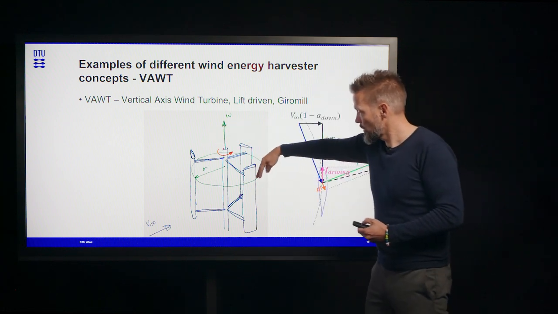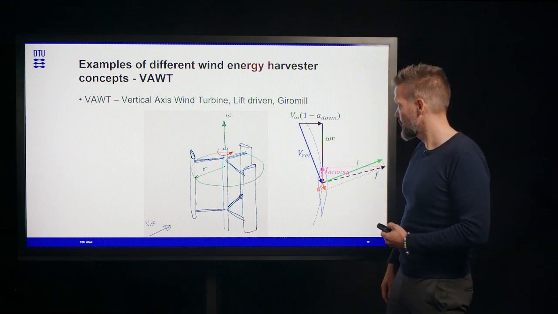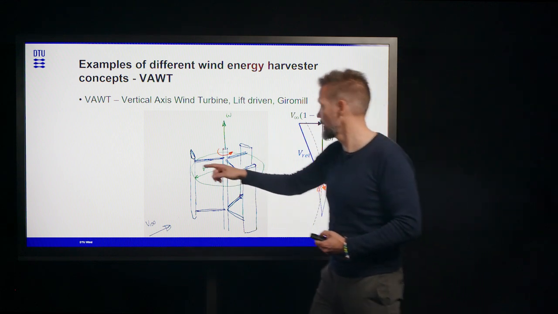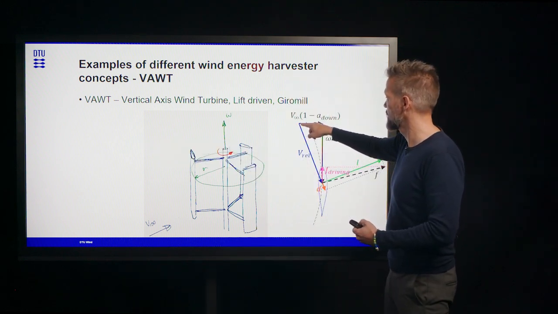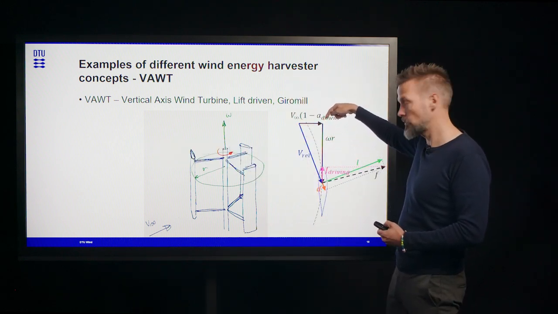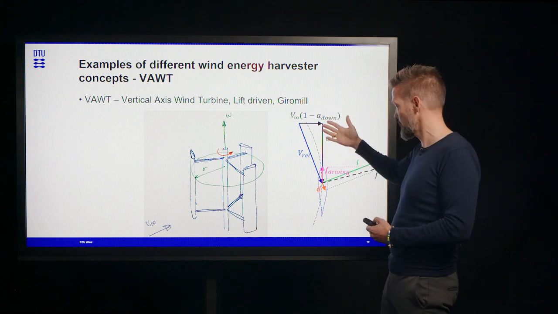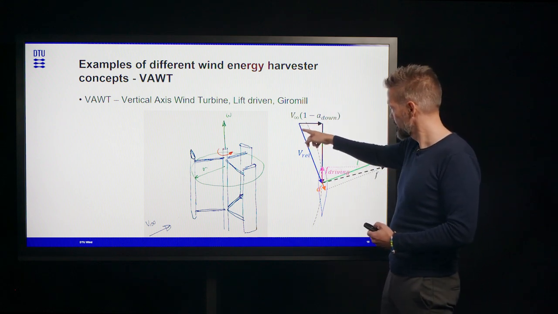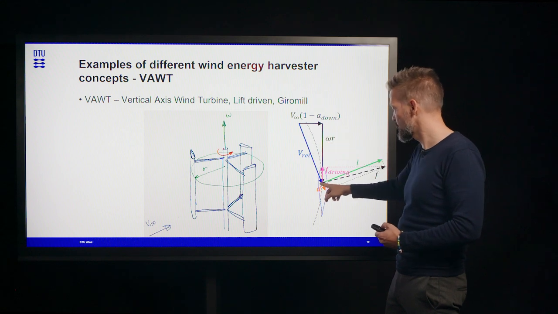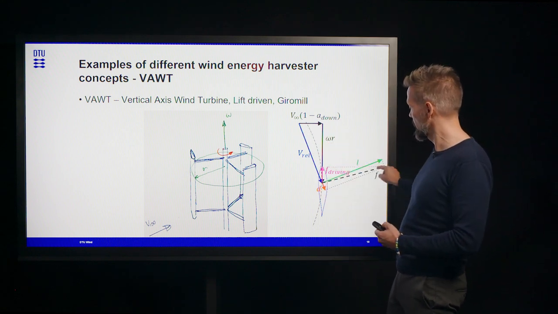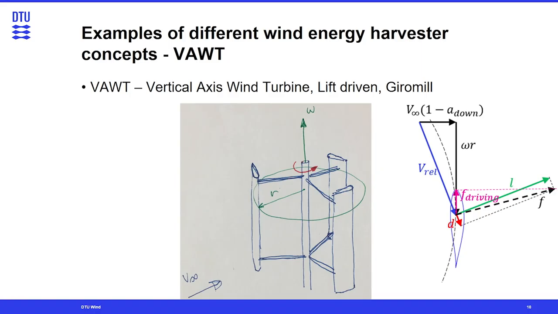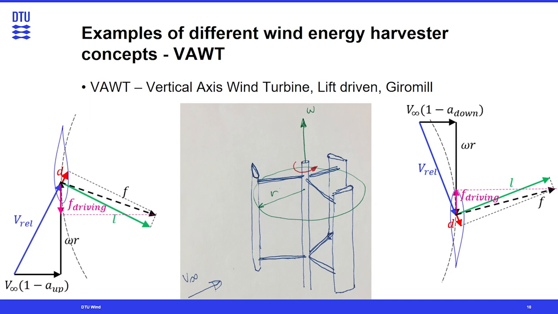And if we look at the situation on the rear side of the turbine, let's say in this section, the wind comes in from left to right. So this is the wind speed. This is the relative speed due to the rotation of the turbine. So the total relative speed, the wind speed meeting the airfoil, is here. So we have a lift and drag and also a driving force in the same direction as the motion of the blade. We have the same situation on the upstream surface.